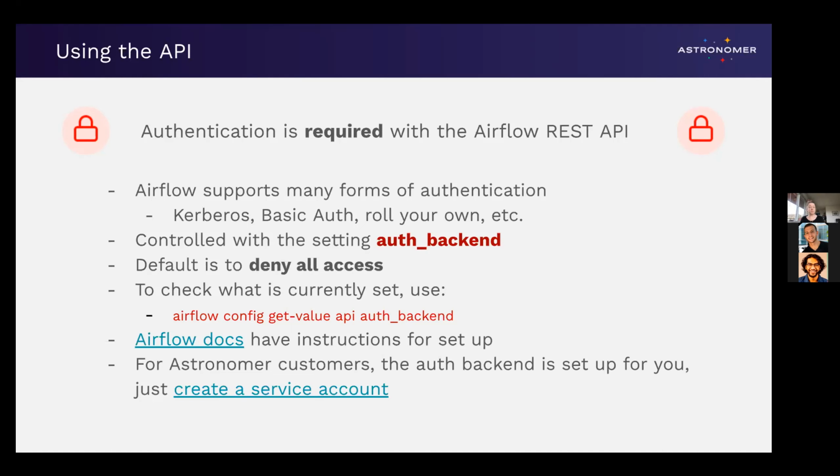And then I'll also just note that if you are an Astronomer customer, or if you're using the Astronomer CLI, which I'm going to show today and which is open source, your auth backend is already set up for you. So if you are using the Astronomer platform, you can create a service account, but you don't have to go in and set up that auth backend in addition. So just a note there.